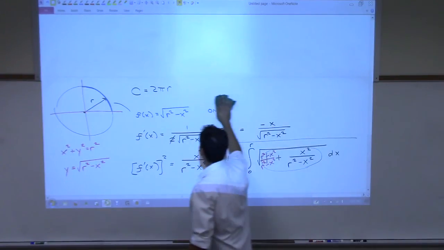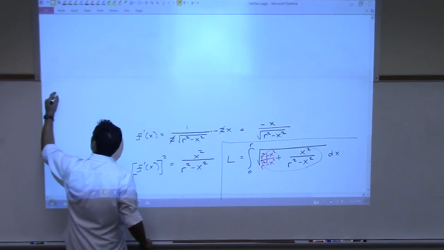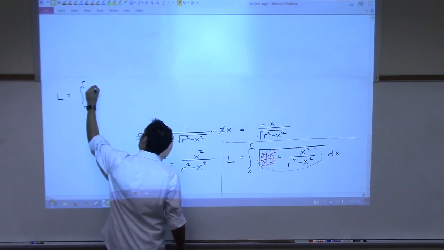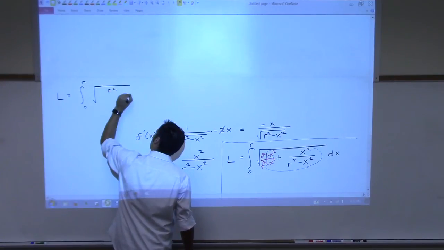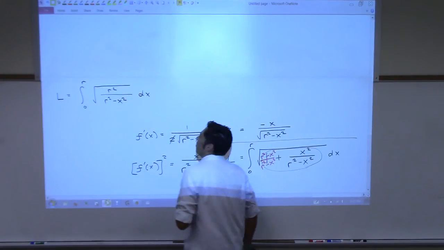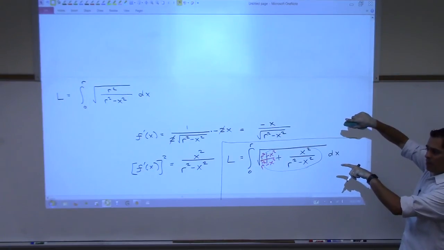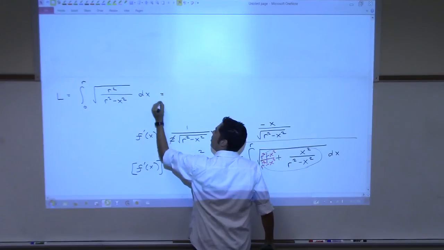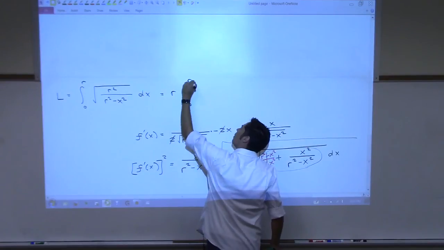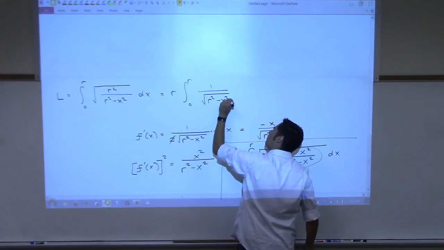Okay, I'm going to have to continue. Clear myself some room here. So the length is equal to the integral from 0 to r of the square root of, what do you say was left on top? R squared, and on the bottom, r squared minus x squared. Still looking pretty bad, but r is a constant. So let's do the root of the top and bottom separately right now. What's the root of the top? R, right? And r is a constant. Bring it out of the integral. I will have a 1 up here, and then on the bottom I still have the square root of r squared minus x squared dx.